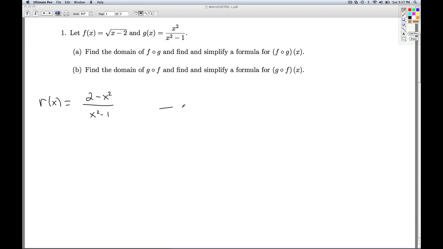So my r of x is 2 minus x squared over x squared minus 1. I'm going to make myself a sign diagram. So I've got plus or minus 1 and plus or minus square root 2. Now at plus or minus 1, the function's not defined, so I put question marks there. And at plus or minus square root 2, that's where the function's equal to 0.